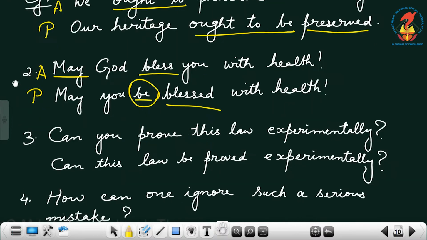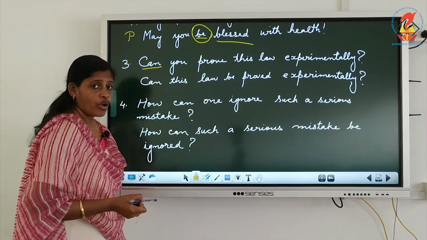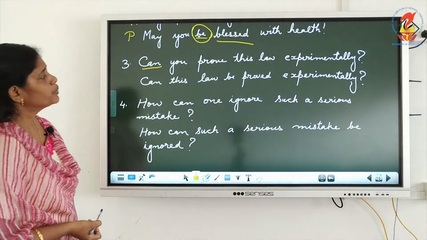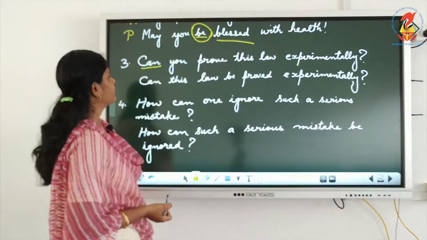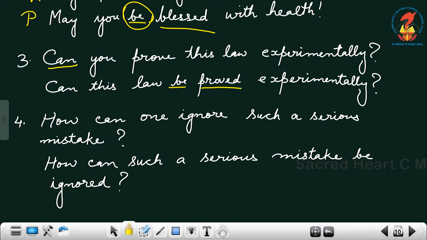The next example will start with the word can. Again, this is a modal auxiliary verb. Can you prove this law experimentally? Can this law be proved experimentally? So this law be proved. The word is prove and it is changed into be proved. The question in active voice is, can you prove this law experimentally? And in the passive voice, can this law be proved experimentally?